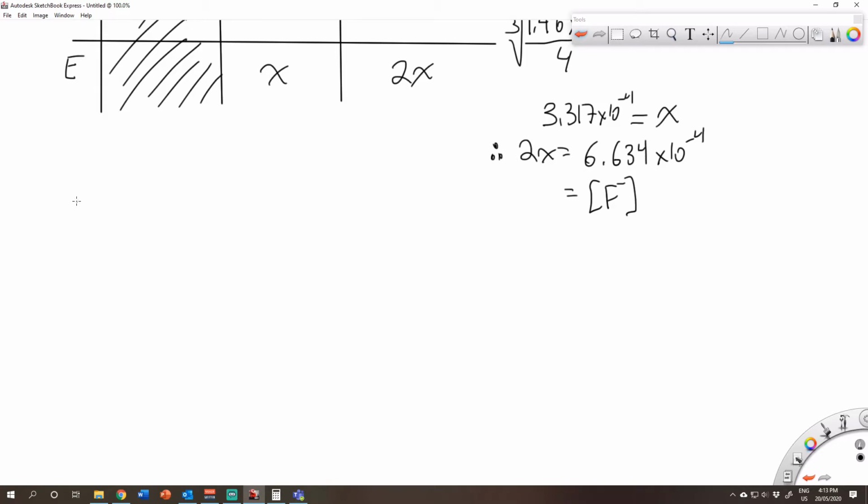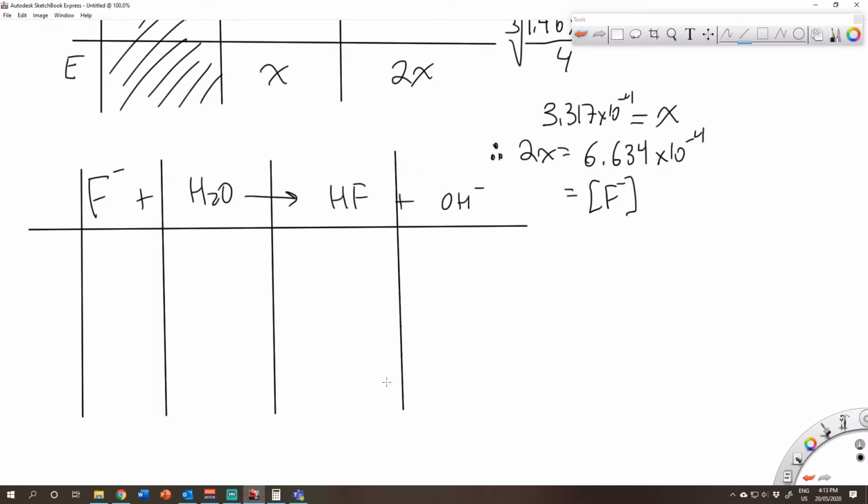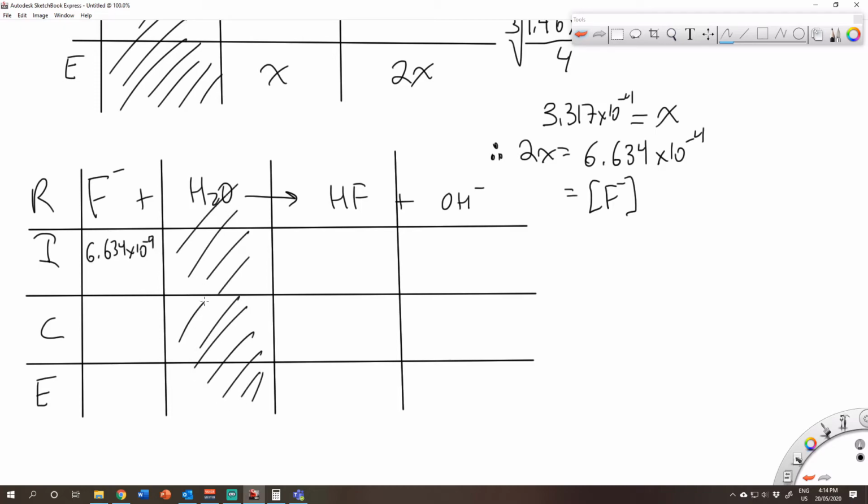Now the second equilibrium is going to be the fluoride ions reacting with water to create hydrogen fluoride and OH minus. There's our second equilibrium. And we basically repeat the process, but this time this is a weak base equilibrium, so we're going to use the Kb of F minus as opposed to the Ksp of the calcium fluoride. Reaction, initial, change, equilibrium. So our initial amount of F minus is 6.634 times 10 to the negative 4. Water doesn't matter because it's a liquid.